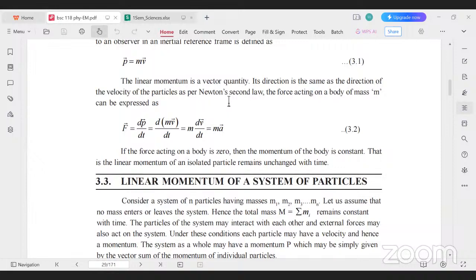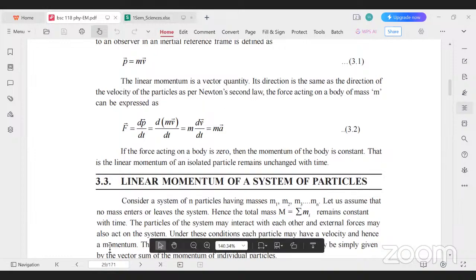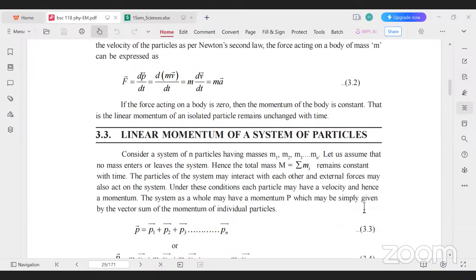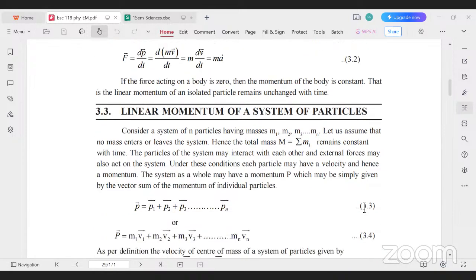No, madam. Okay, fine. Under these conditions, each particle may have a velocity and hence a momentum. So the system as a whole may have a momentum p, which is simply given by the vector sum of the momenta of the individual particles. I hope you people are understanding the concept. The concept is very, very important. If you understand the concept, everything will be very easy to study, so try to grasp the concept well.